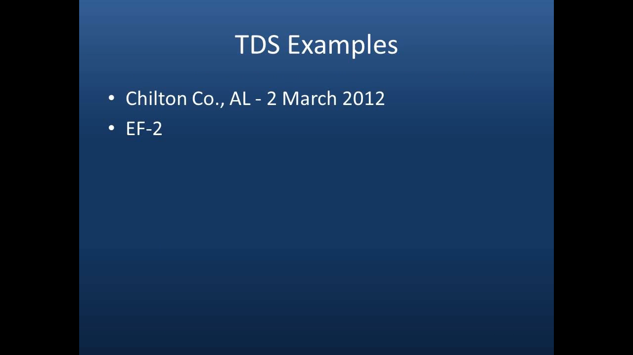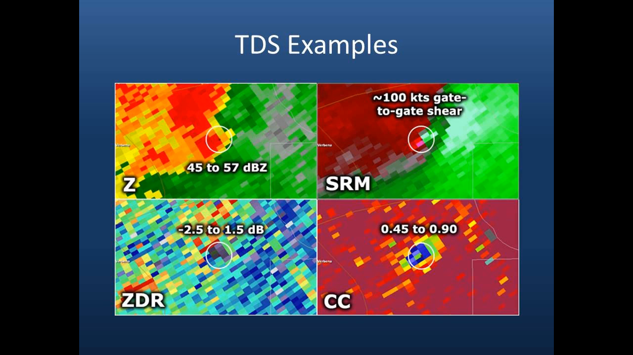Another example, Chilton County, Alabama, an EF2 tornado. Just the one grab of this one. So again, a nice strong couplet, and you have your ZDR and CC hole here again as well.